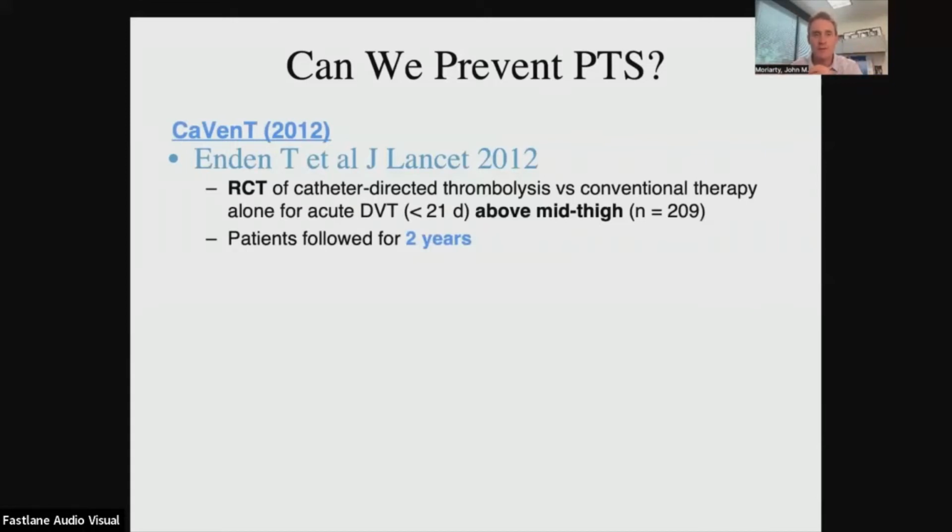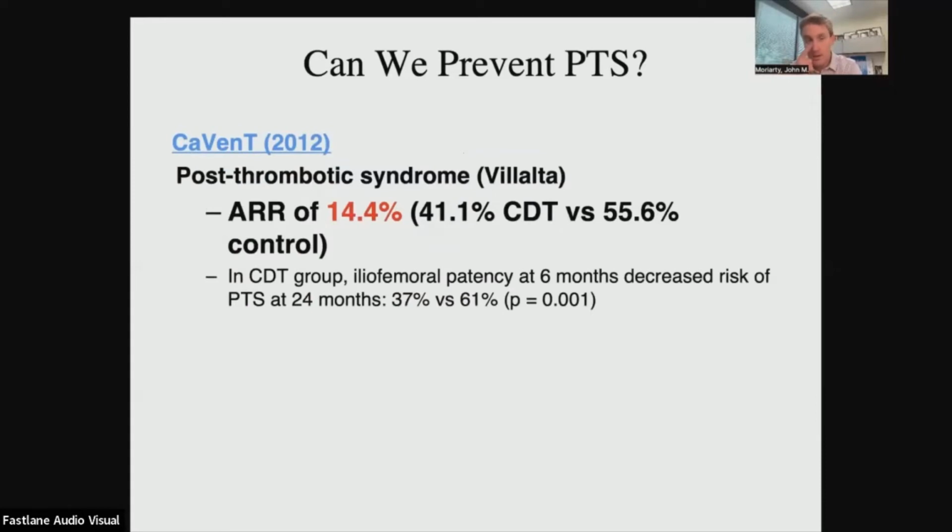So in 2012, a large study run out of Norway, a population not too dissimilar to our own in Ireland, showed that if you have a blood clot above the mid-thigh, so not all blood clots, not just the ones at the knee, but the ones above that, because they're in the bigger veins, they're more severe, that if you give them lysis, a procedure called catheter-directed lysis, that's CDT, or catheter-directed thrombolysis.